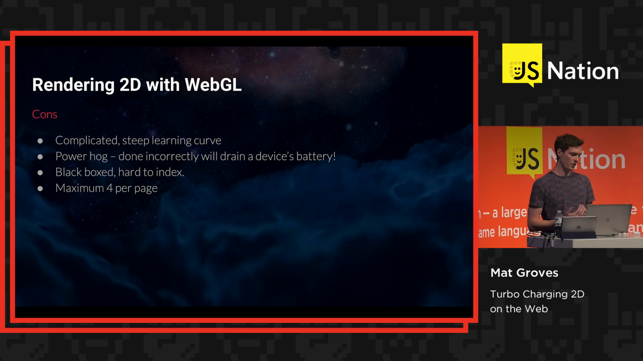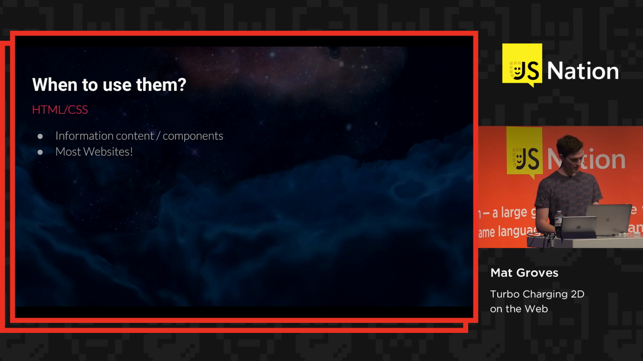Another con is it's black boxed as well, so it's hard to index, so it just looks like an image to search engines. And then another limitation is you can usually only have about 4 per page, which can be a problem. So when would you use these different methods?